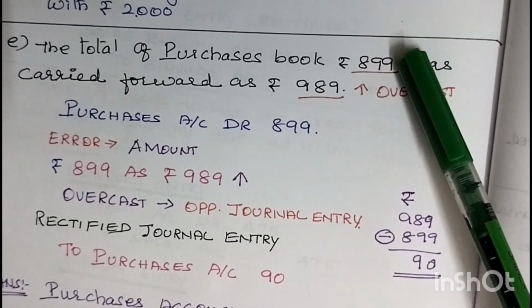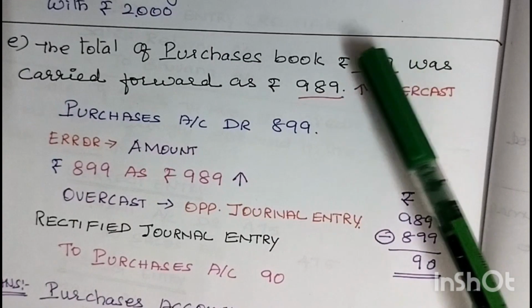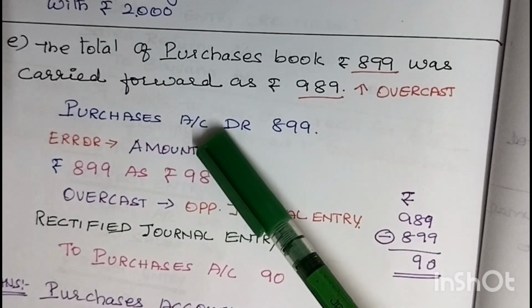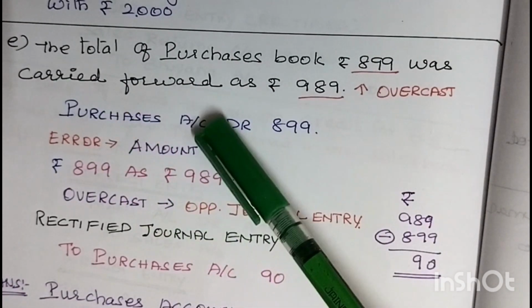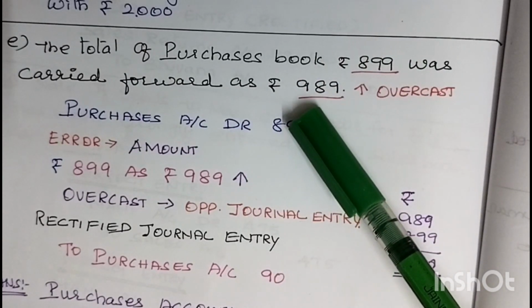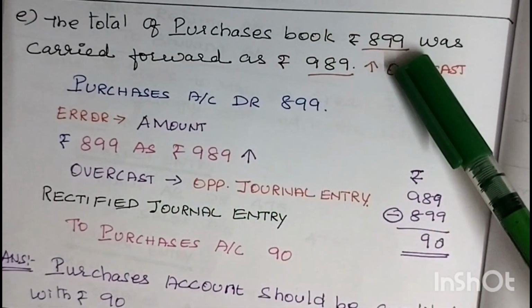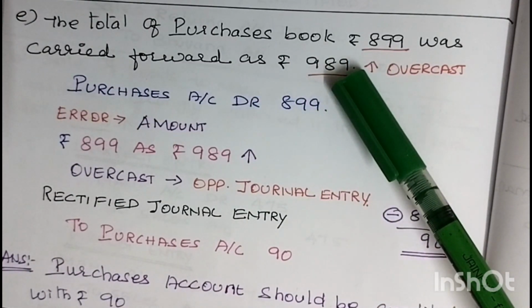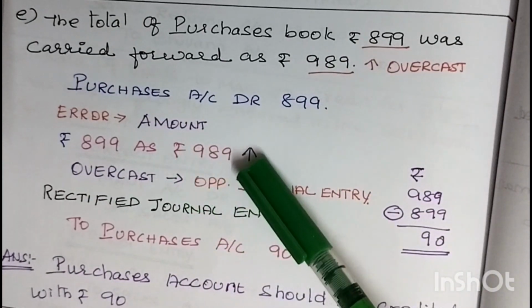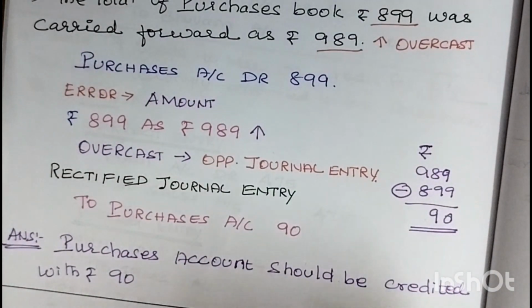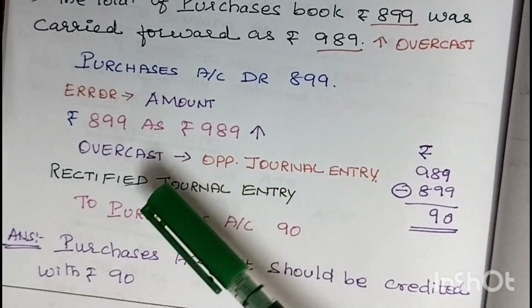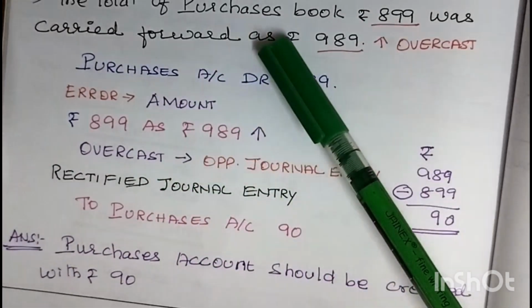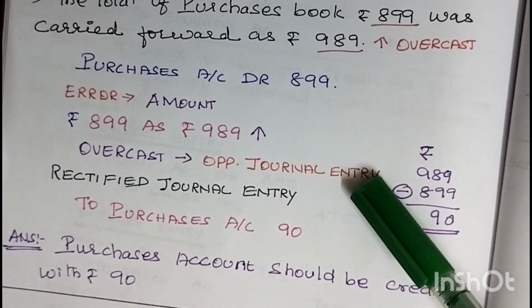Where is the error? Amount is the error. Where does the purchases book show? Purchases book, or purchases account, always shows on the debit side. So purchases account debit 899 rupees. Which is the error? Amount is the error. Instead of 899, an accountant entered 989. This is the overcast. Whenever you see overcast, excess, more, words like this in the given transaction, you have to follow the opposite journal entry.